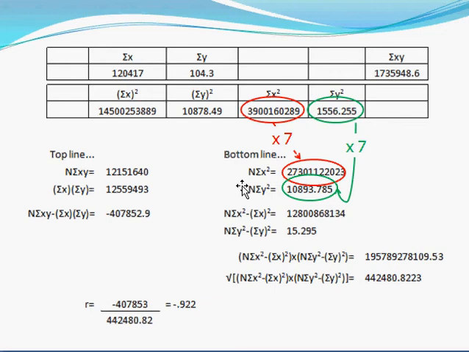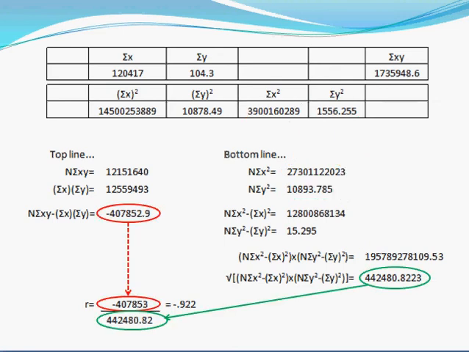Again, fairly straightforward. We need to know the sum of x squareds multiplied by n, and the sum of y squareds multiplied by n. We take those out of our table and multiply them by 7. We then subtract sigma x all squared from the number that we've just calculated here, and the sum of y all squared from the number that we just calculated here. Work through it, that gives us a massive number. Ultimately, when we work through it, this produces the number on the bottom of the equation.